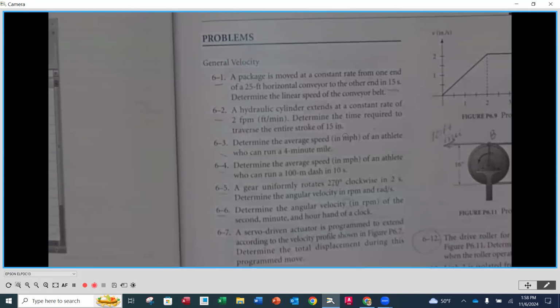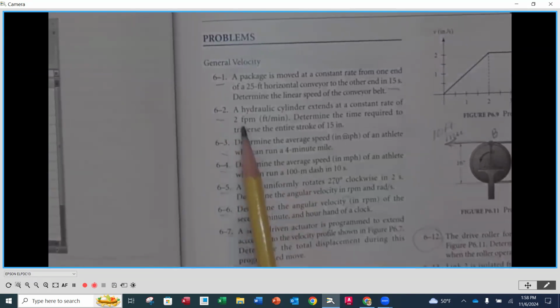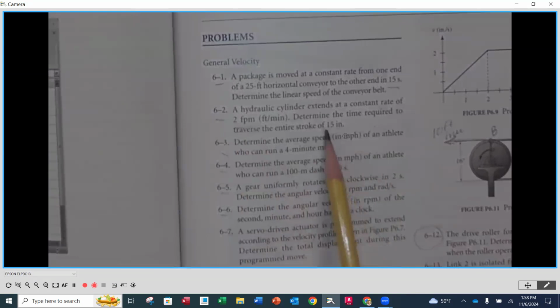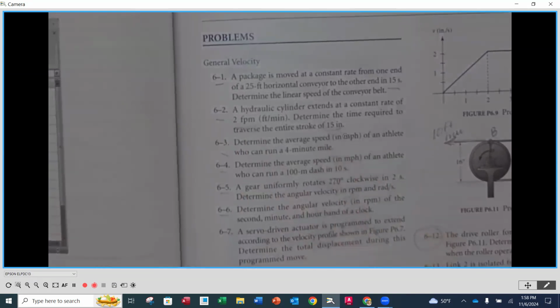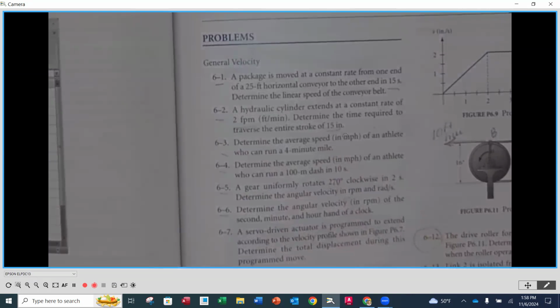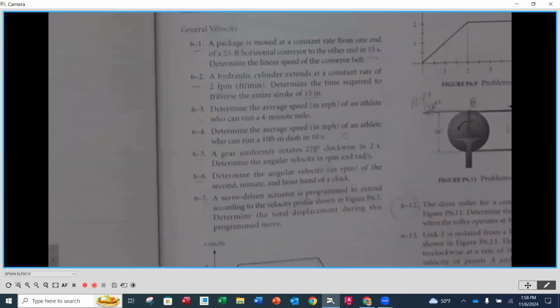Okay. So you know what its velocity is. All right. You know the distance it's going to go. Now, how much time does it take to do that? Right. No diagram for that one either.